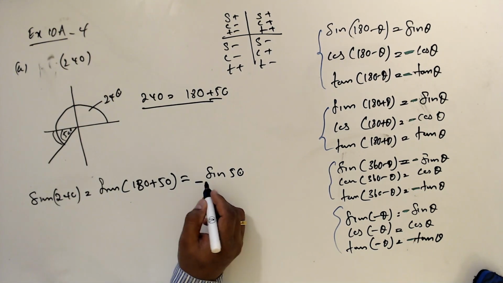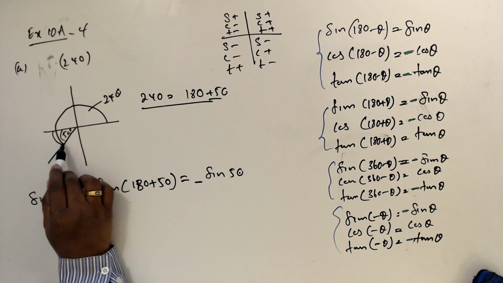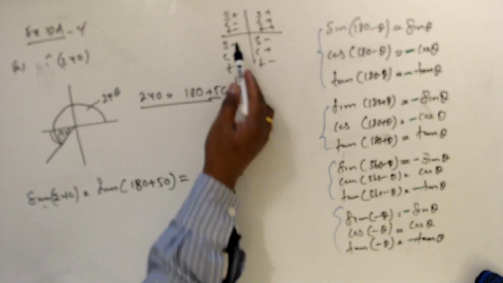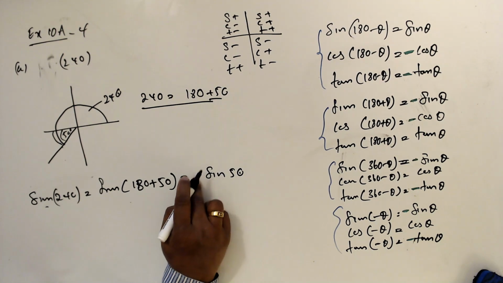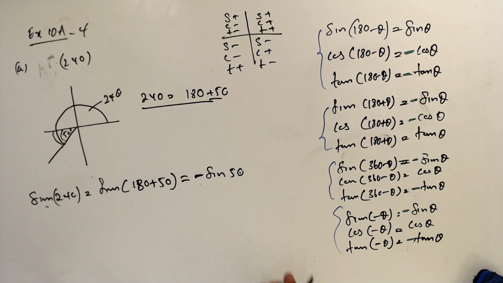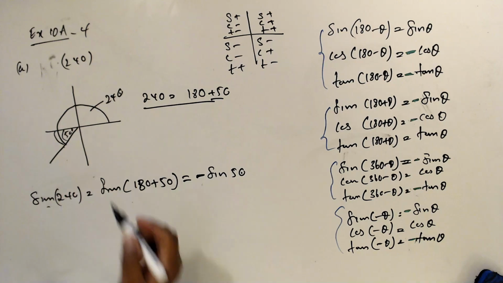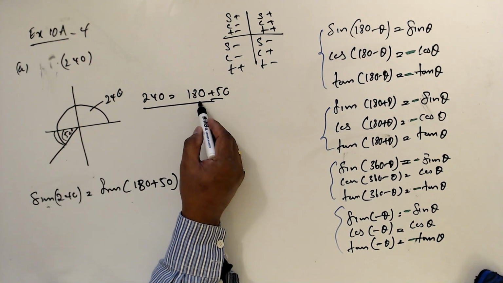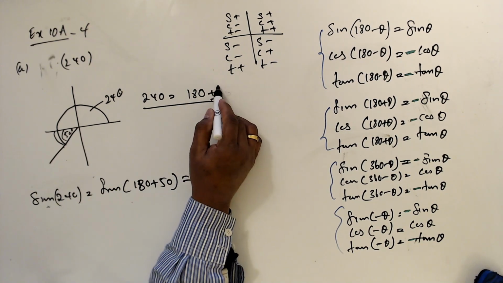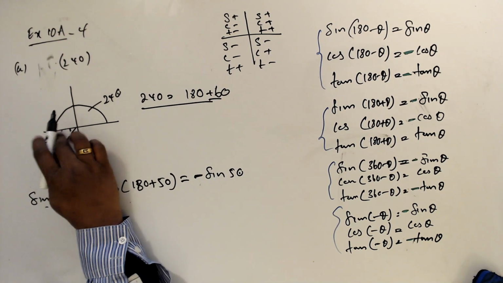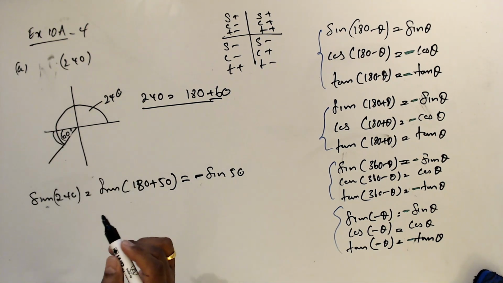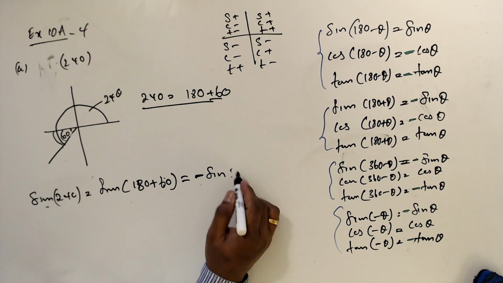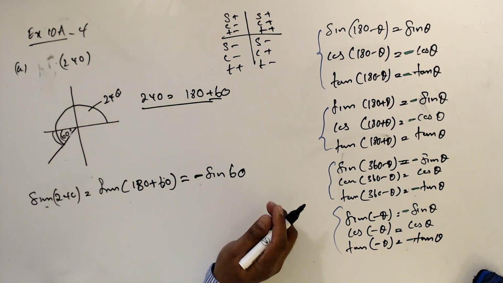Now I need to check the sign. In the third quadrant, the sine ratio is negative. So because of that, this is going to be negative. So negative sine 50. I think that's a small issue. 240 means 180 plus not 50, it is 60. So this angle has to be 60. So the final answer is minus sine 60.